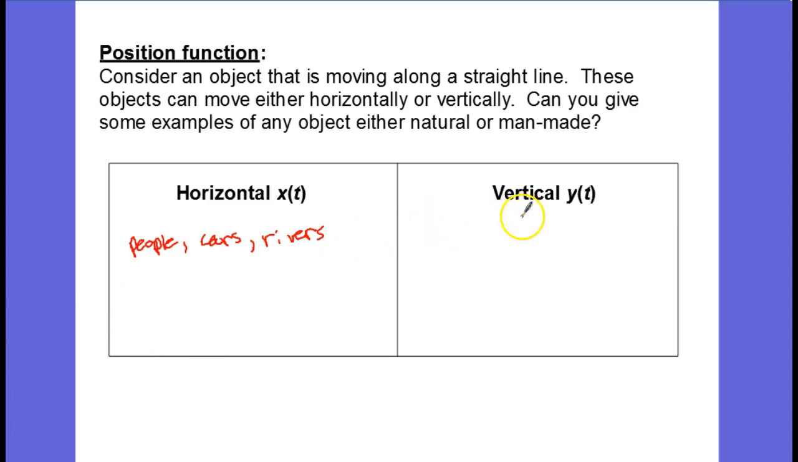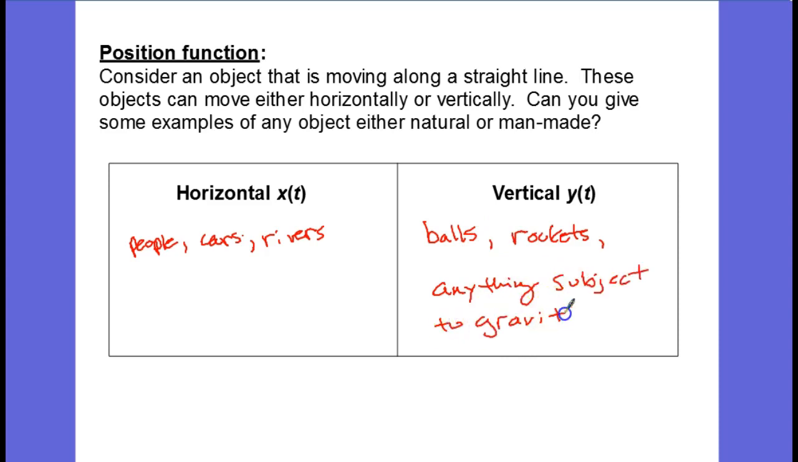Things that might have a vertical motion or vertical component of motion would consist of things like balls being thrown up or dropped, rockets, anything subject to gravity or some other force that is acting along the y-axis.